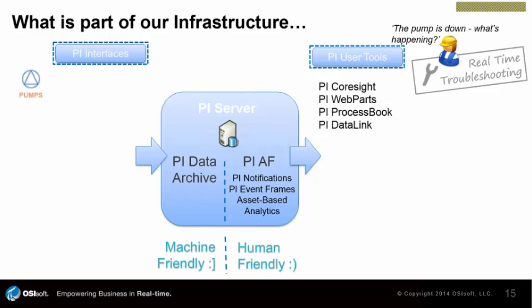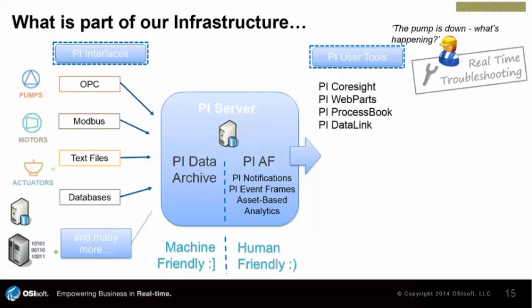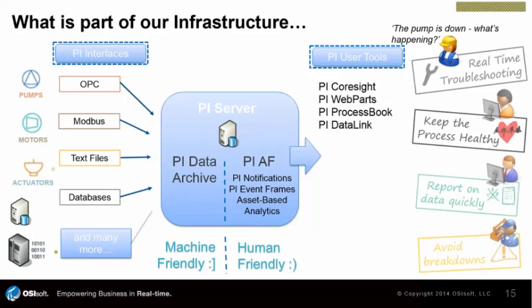Well, that's all good. So now you have a data source, you have a data storage medium, you have contextualization tools, and you've got user tools. You may have more than just pumps. You may have motors, actuators, other data sources. The suite of interfaces that OSIsoft provides can gather all this data and put all of it into the PI Server at one single place, thereby allowing all your data consumers, whether it be a process engineer or a maintenance person, to consume all this data.